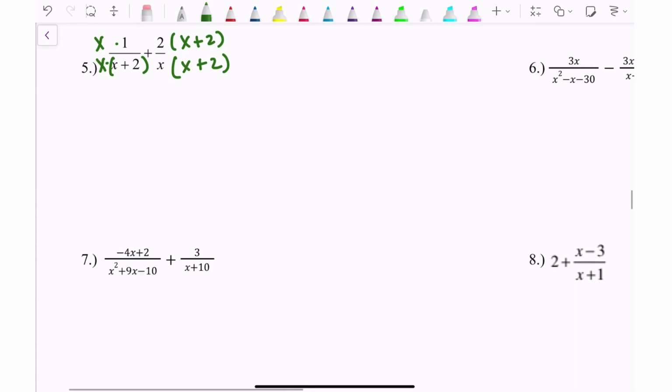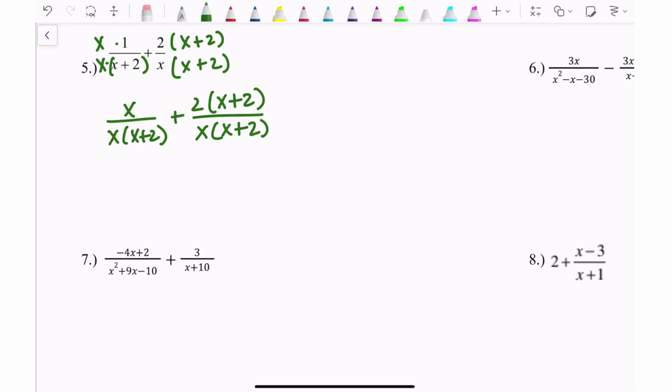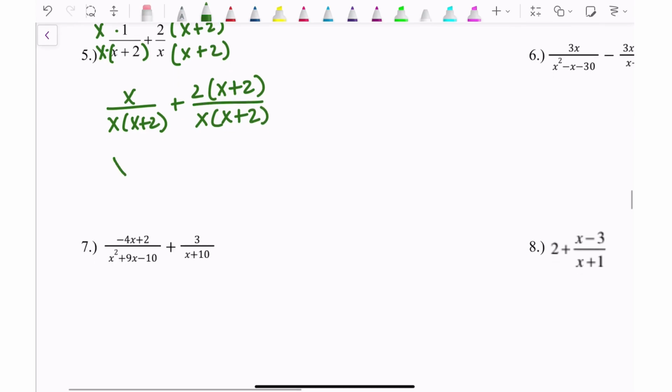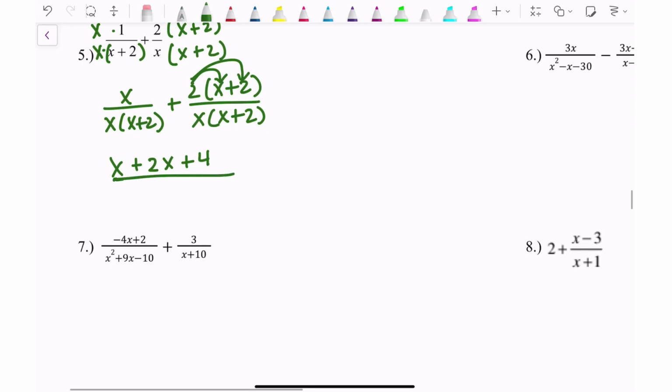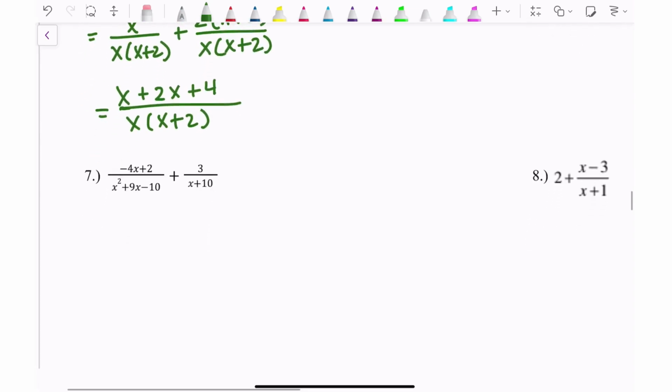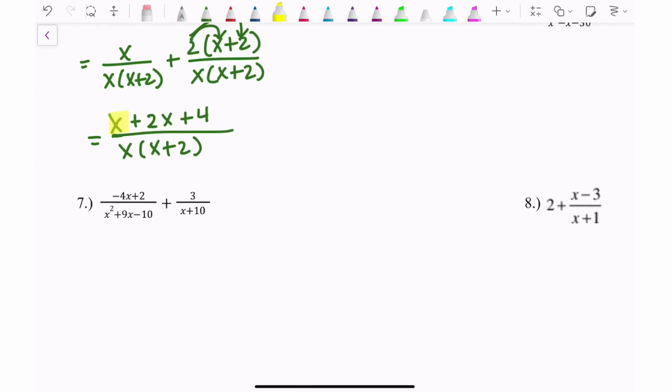All right, so I'm going to rewrite this. I have x, 1 times x is x over x times x plus 2. And then I have 2 times x plus 2 over x times x plus 2. And I can combine across the top. So I would have x, I'm going to distribute, plus 2x plus 4 all over x times x plus 2. And then lastly, I can combine these like terms on the top. And so my final answer is going to be 3x plus 4 over x times x plus 2.